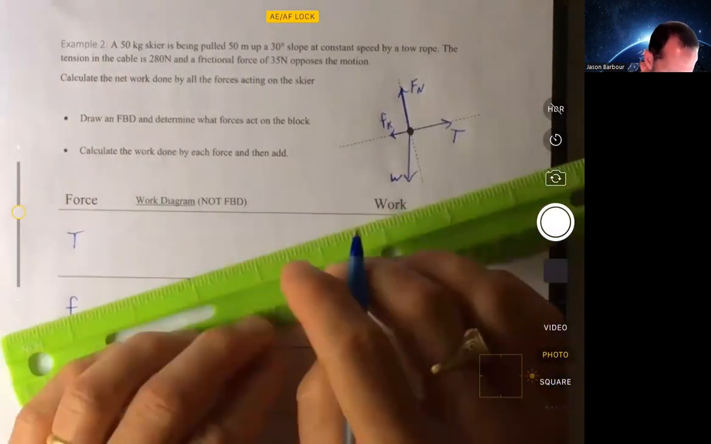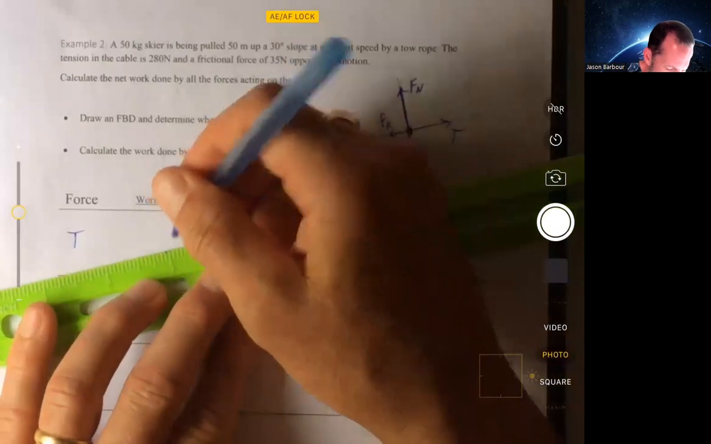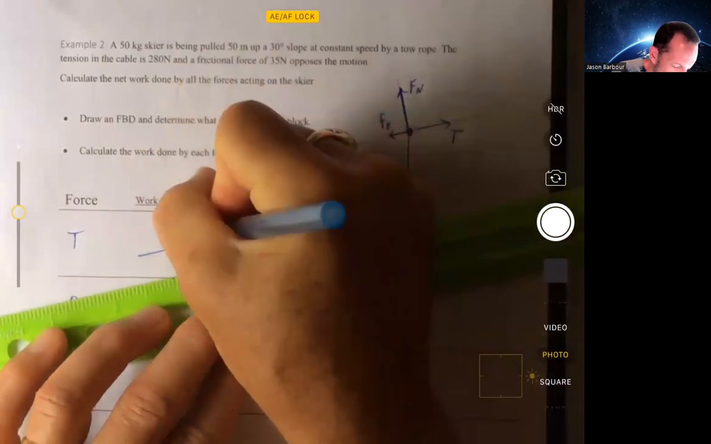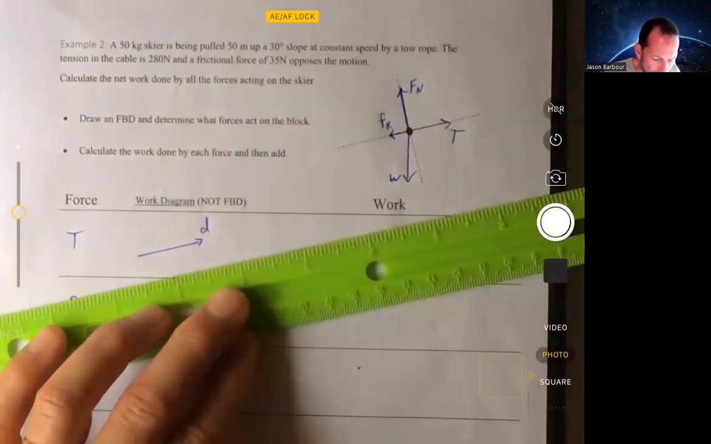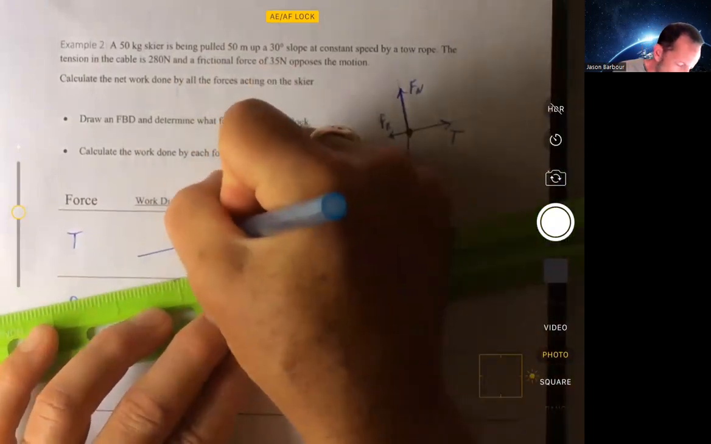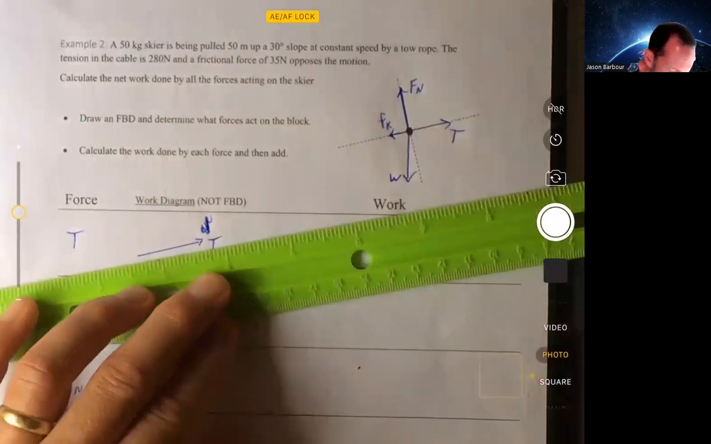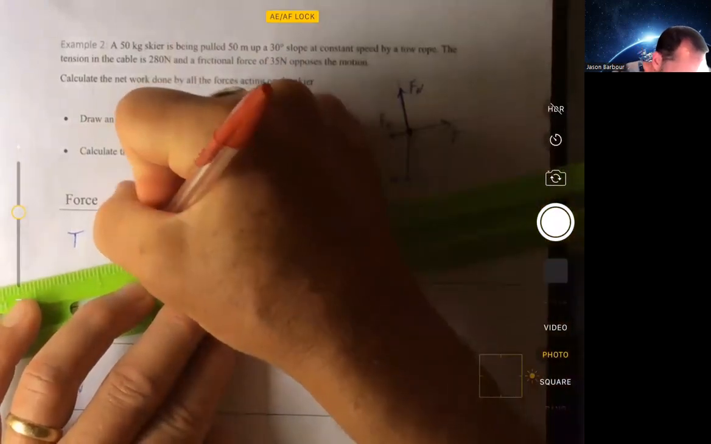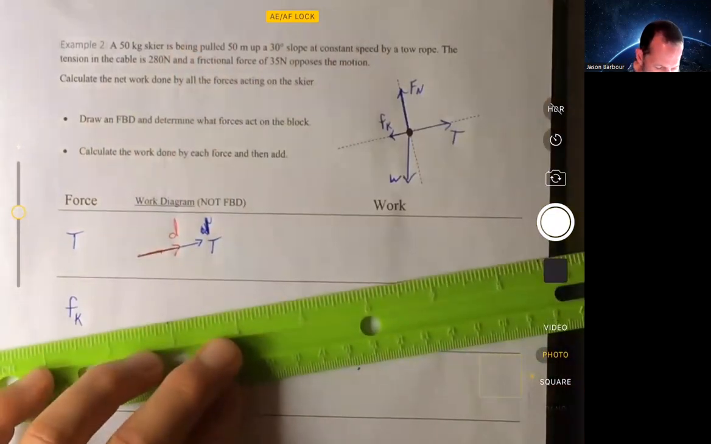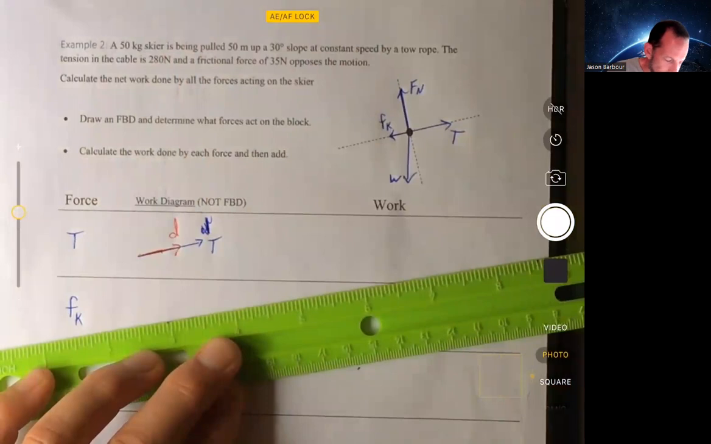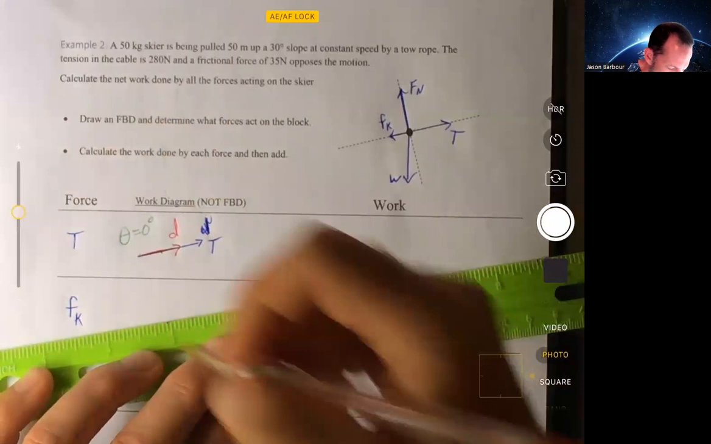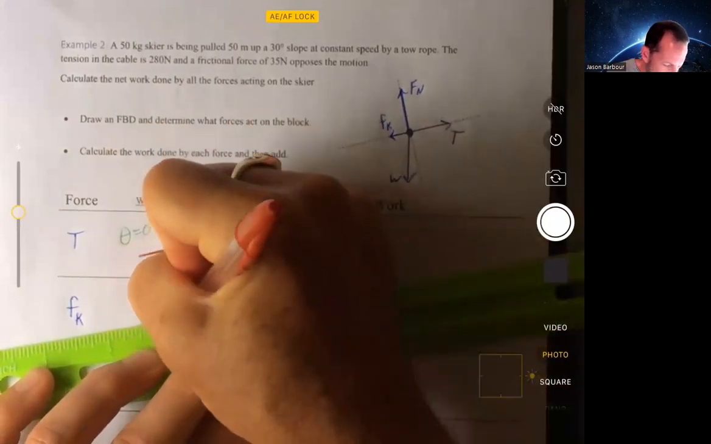So the work diagram, we want to be sure to draw the displacement in the actual direction of the displacement. So that's my displacement. And actually I'll make that my force. We'll do that in blue. Then I'll draw my displacement in red. Okay, so the angle there, 0 degrees.